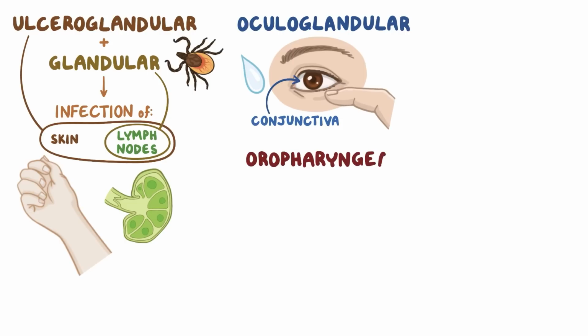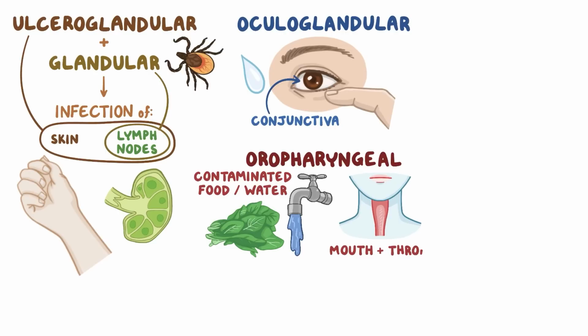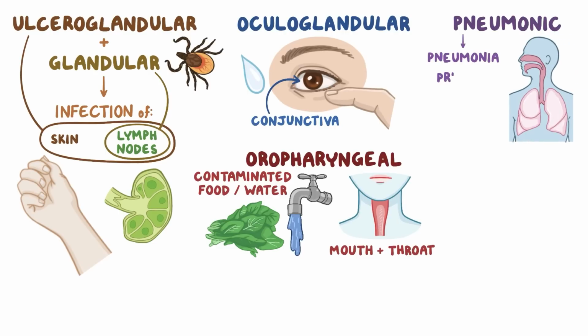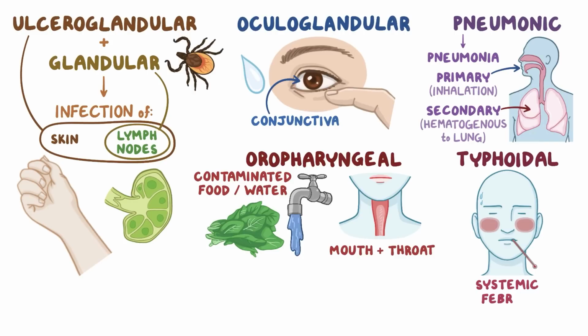The oropharyngeal form is transmitted by ingestion of contaminated food or water, and it affects the mouth and the throat. The pneumonic form presents as pneumonia, and it can be primary, when the disease results from direct inhalation of the bacteria into the lungs. Alternatively, the pneumonic form can be secondary, which results from a hematogenous spread to the lung. Finally, the typhoidal form might result from any portal of entry, and it can lead to a systemic febrile illness.